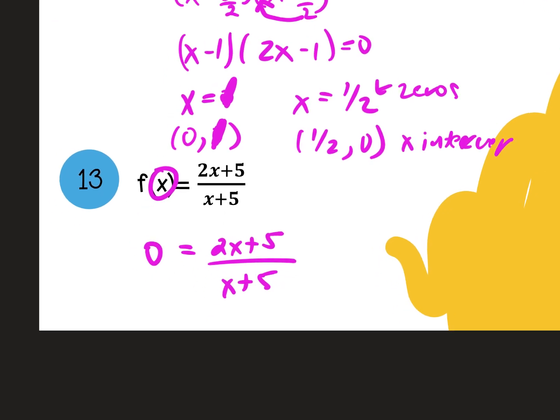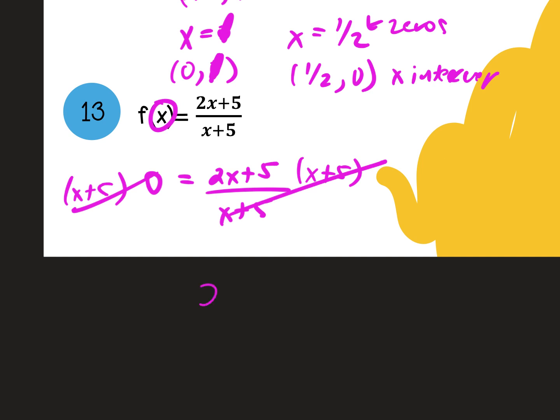Well, I have to multiply both sides by what? Okay, x plus 5. If I multiply this side, then I multiply this side. So those cancel, right? What's x plus 5 times 0? 0. So you're, in a sense, you're just setting the numerator equal to what? No, you set the numerator equal to 0.